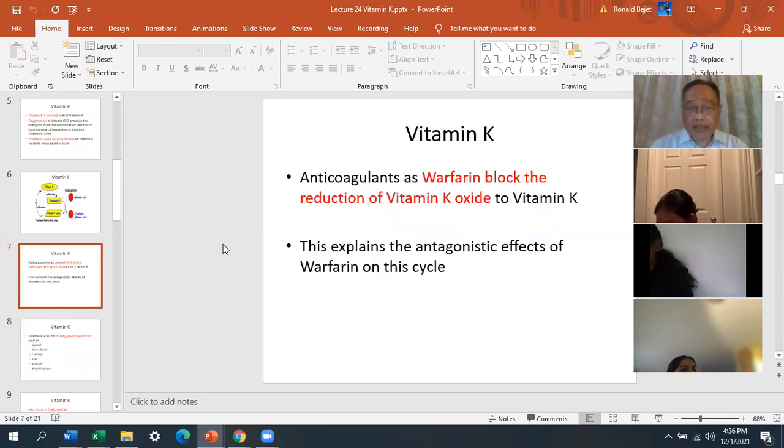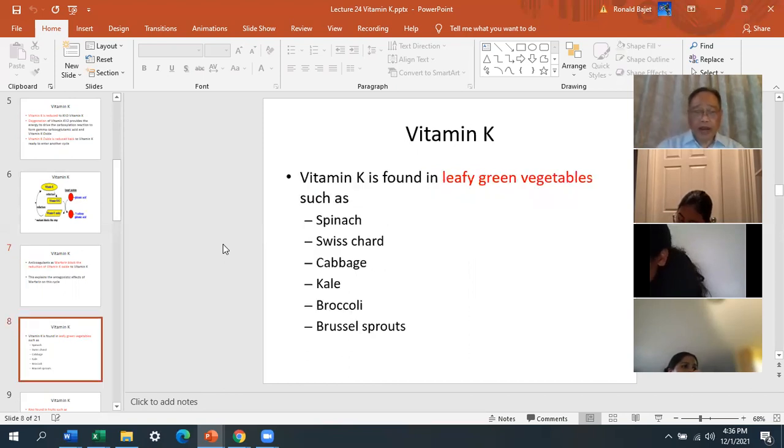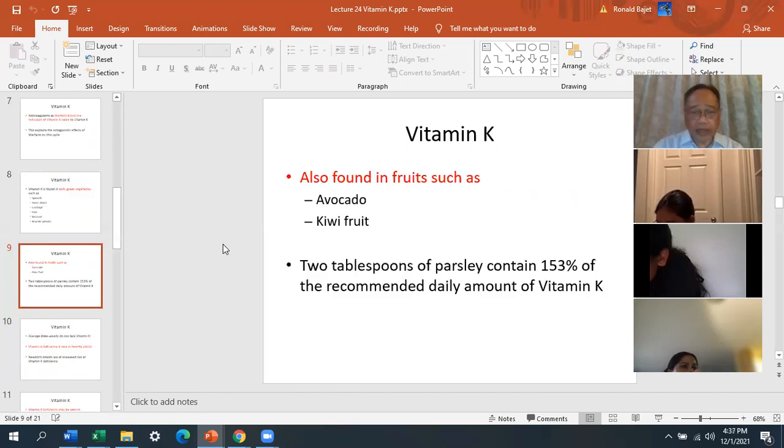Vitamin K anticoagulants such as warfarin block the reduction of vitamin K oxide to vitamin K. That's that last step. And it explains the antagonistic effects of warfarin on this cycle. So warfarin, also known as Coumadin, okay? Vitamin K is found a lot in our diets, especially leafy green vegetables. Remember that in vitamin B12, leafy green vegetables. So spinach, chard, cabbage, kale, broccoli, and Brussels sprouts all contain vitamin K. It's also found in fruits like avocado and kiwi fruit.